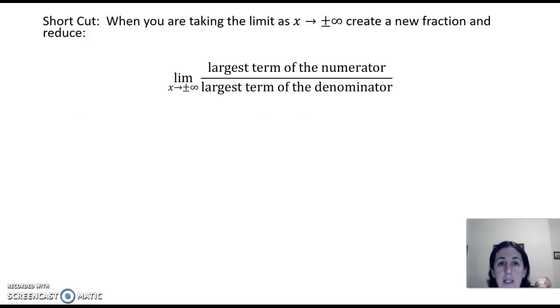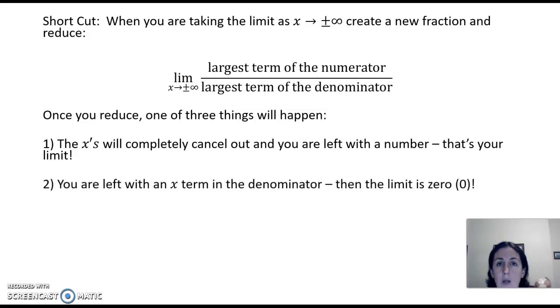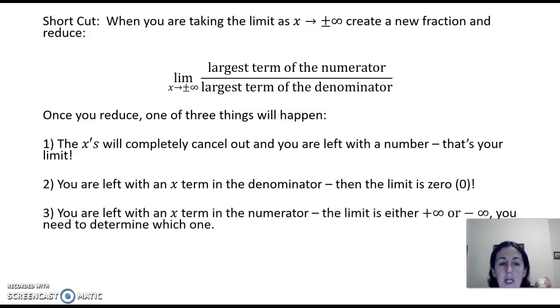Either the variable itself will completely cancel, and you're just left with a number. And if that's the case, then that's your limit. What may happen is that once you've canceled everything, you're left with a variable in the denominator. If that's the case, then your limit is 0. And then the other case is that once you reduce everything, you're left with a variable in the numerator, and then that means that your limit's either going to shoot up to positive or shoot down to negative infinity, and you will need to determine which one.